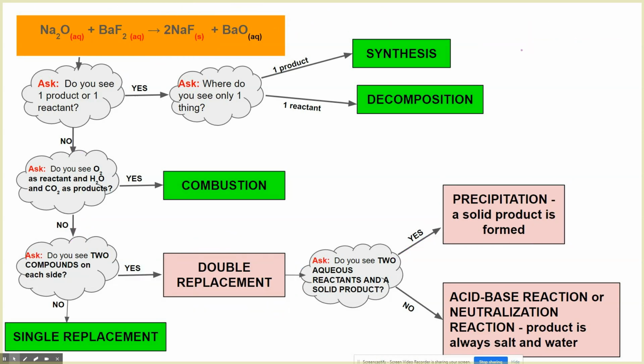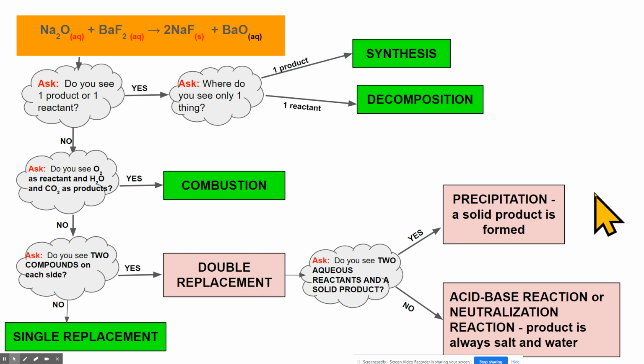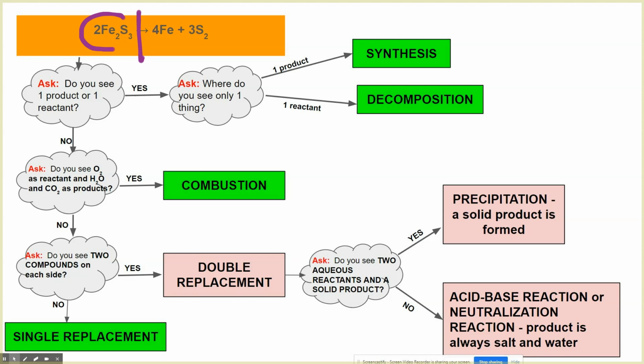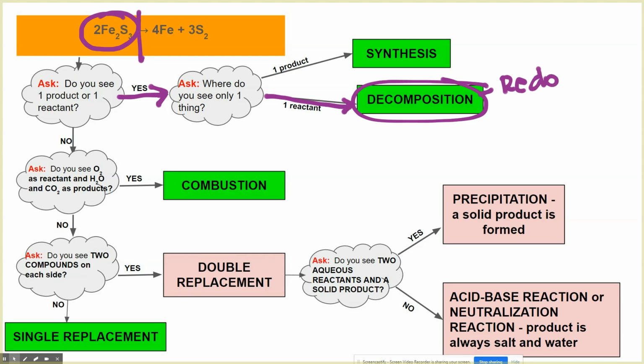All right. Let's try it out one more time. How about this one right here? Again, always start by dividing the equation in half. Do you see only one product or one reactant? Yes. Before the arrow, there's only one thing. So the answer is yes. Where do you see that one thing? It's before the arrow, therefore it's a reactant. Therefore, this is decomposition. And if you look closely, this one is green, so this is also a redox reaction.